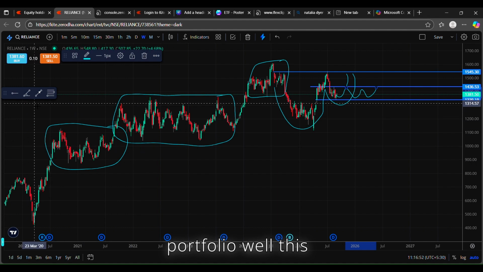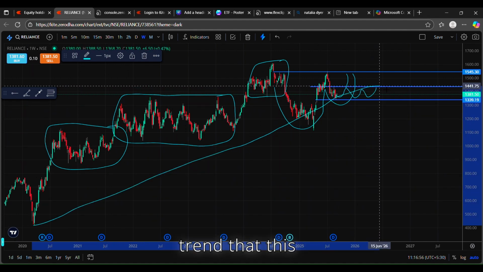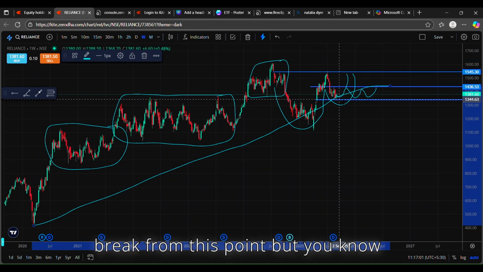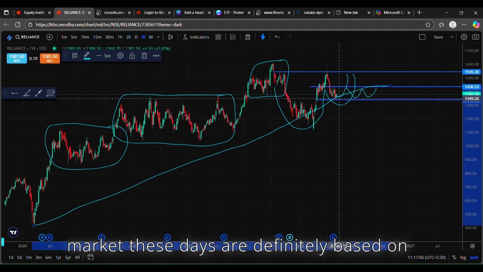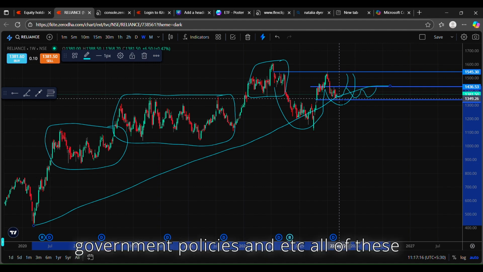Well, this was a trend that this chart is following, and I hope it won't break from this point. But you know, markets these days are definitely based on news, global, geopolitical, government policies, and so on.